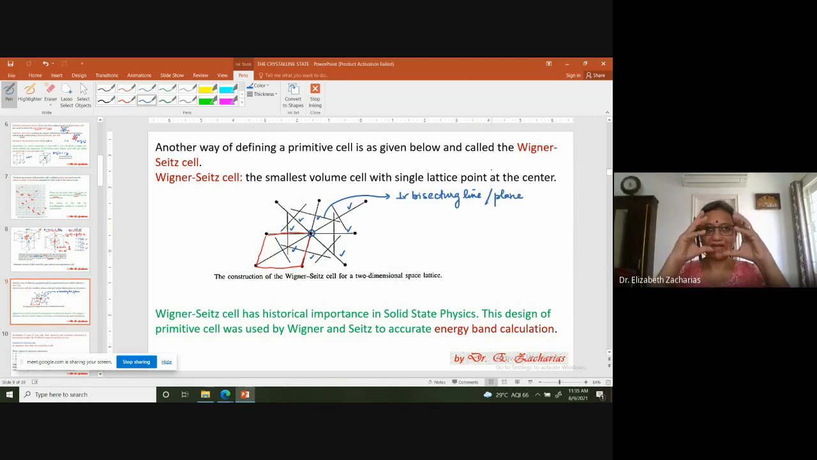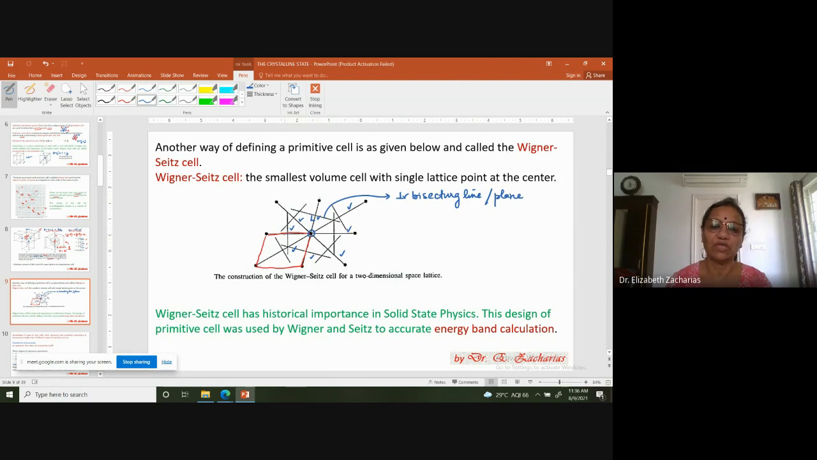But if it's a 3D picture, you have to put a perpendicular bisecting plane. So you see here, this is cutting this distance into two and then drawing a perpendicular bisector. In this case, it's a line because it's 2D. Like that, you have to do it for all the lines joining the central lattice point to the neighbors.